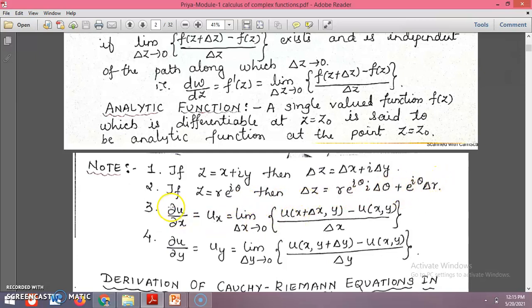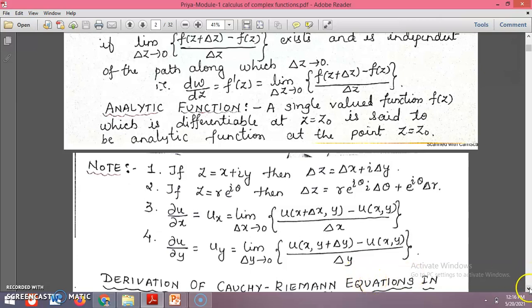And the notation for del u by del x, or dou u by dou x, is ux. That is the limit form of the derivative, u of x plus delta x, because we are only approaching with respect to x, so there is no delta y there. That delta y is 0. Similarly, the notation for dou u by dou y is u with respect to y, keeping x constant. It is a partial derivative. So these are the notations.